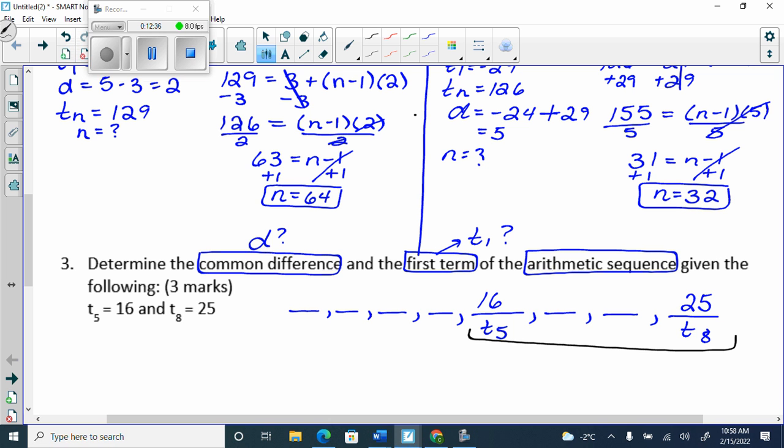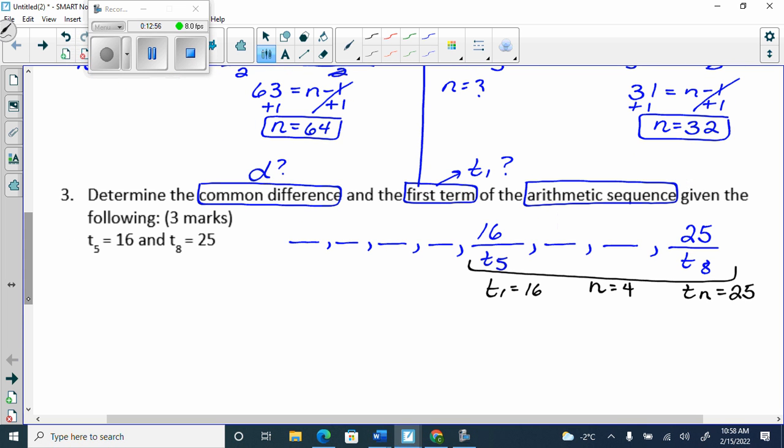Because now we know N is what? 4, and now we have T1 is 16, and Tn equals 25. Are those the real T1s and Ns? No, but those help us get what? D, right? Can we use the Tn formula? Tn equals T1 plus N minus 1 d. Tn is 25. T1, or pretend T1 is 16. Our pretend N is 4, and we're finding D.